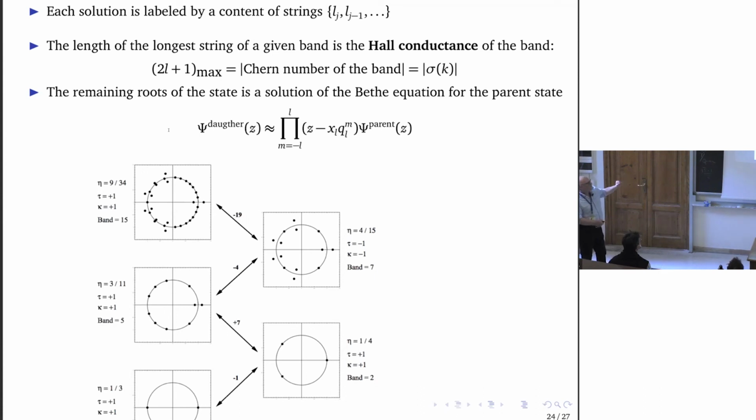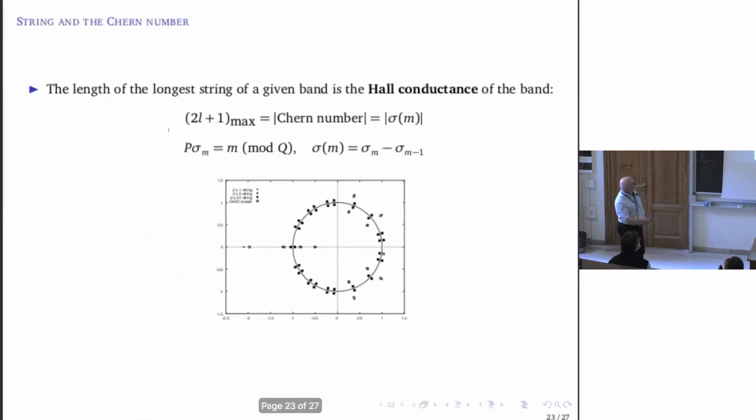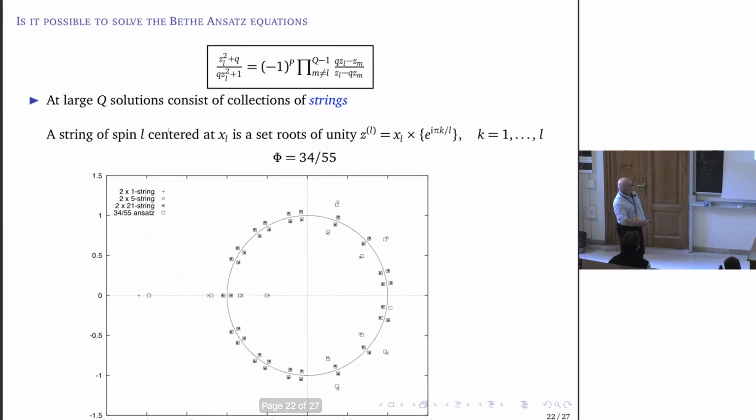And eventually you get a picture, and this picture is captured by analyzing those strings. And then you can compute the wave functions with all this stuff. Those are examples. Now, what is the remaining problem? The problem is that the position of the strings is approximate. Very, very nice, very close to numerical values, but still approximate.